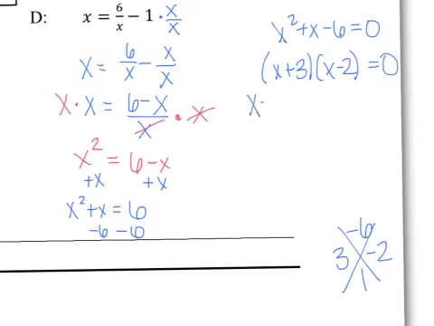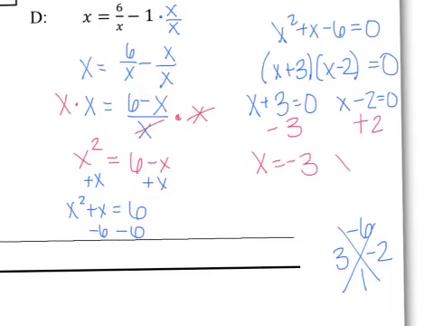Set them both equal to 0 and solve. Subtract 3, so x is negative 3. Add 2, so x equals 2.